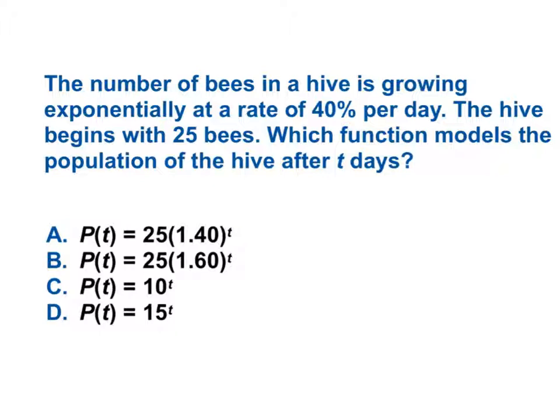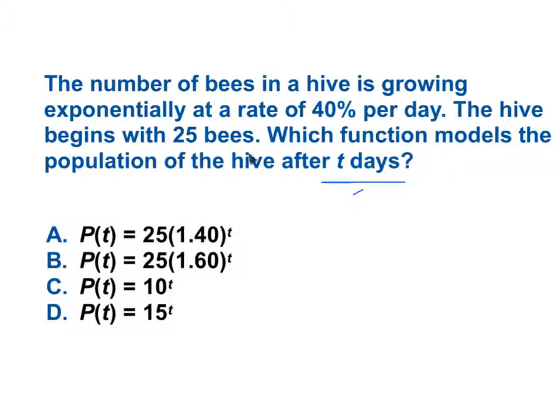So every once in a while I need to throw in a story problem. It just says that the number of bees in a hive is growing exponentially at a rate of 40% per day. The hive begins with 25 bees. Which function models the population of the hive after t days? Okay, so we'll start with the t days, right? That would be the exponent, which if you're looking at a, b, c, and d, they all have an exponent of t. And so that would be the t days.